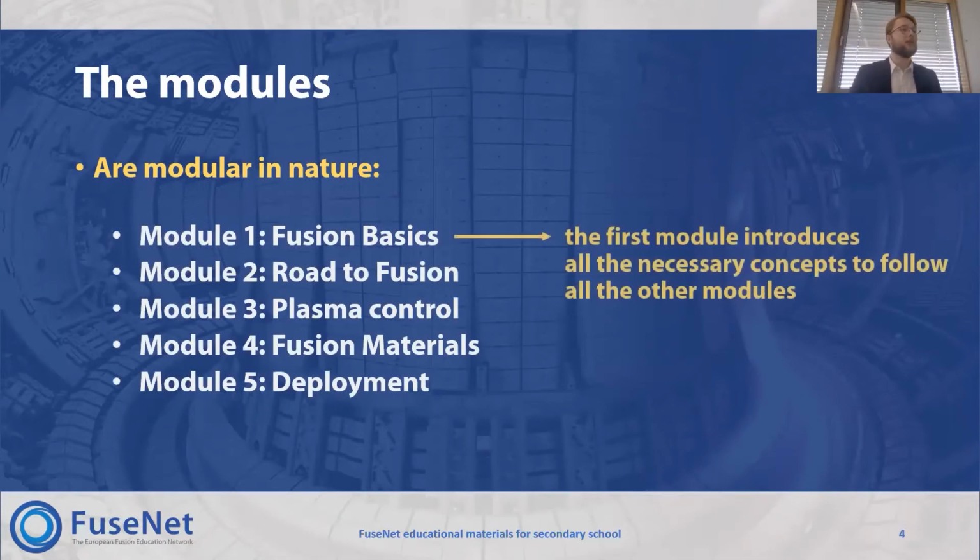That means that module 1 is the first module, and it introduces all the necessary concepts that are needed to follow all the other modules. This is because the secondary school level we aim for is set 3 and 4, so general upper secondary level of education. And that can be quite broad. Some classes will have learned about some concepts, others might not.